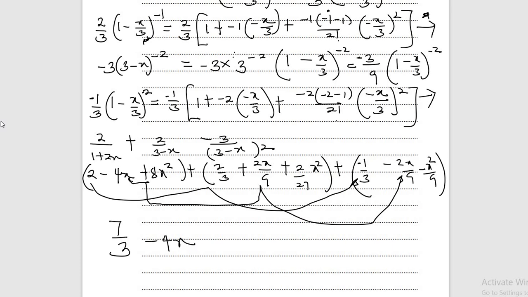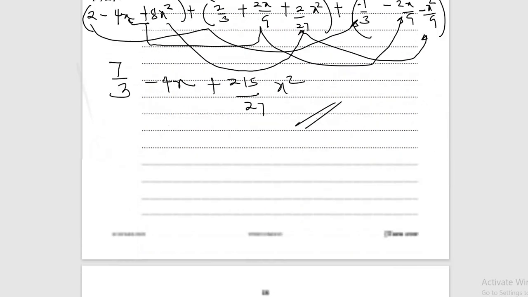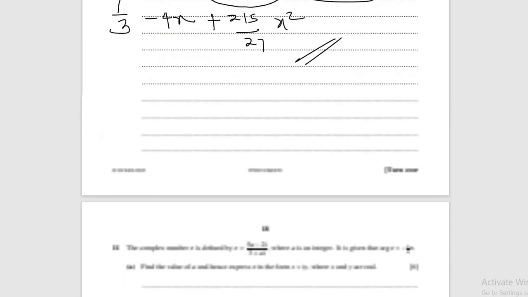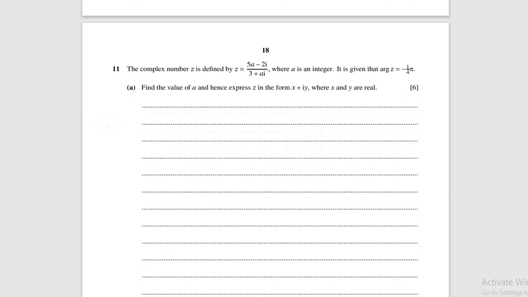The last one, 8x squared plus 2 over 27x squared minus x squared over 9. That gives us plus 215 over 27x squared. This is the expansion. Yeah. Okay, I believe it's clear.